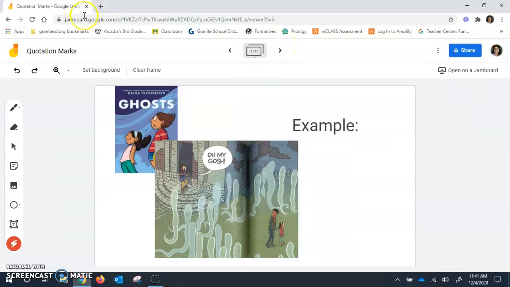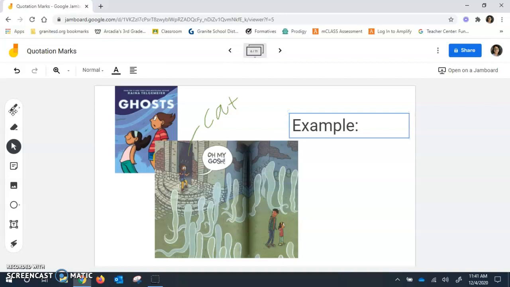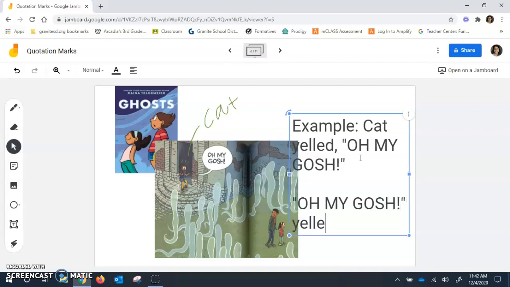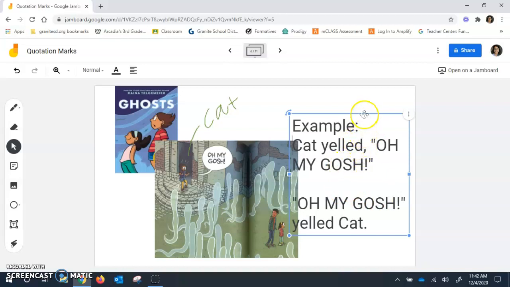So let's try that with this book. This is the book Ghosts, and we have this person right here. Her name is Kat, and she is speaking, and we can see in the bubble that she's speaking. It says, "Oh my gosh." So if I were to put that into our text here, I could say, Kat yelled, comma, "Oh my gosh," exclamation point, quotation mark, because those are the words coming out of Kat's mouth. I could also say, "Oh my gosh," exclamation point, quotation mark, yelled Kat. So either way, it's the same thing. We're telling our reader what our character is saying.